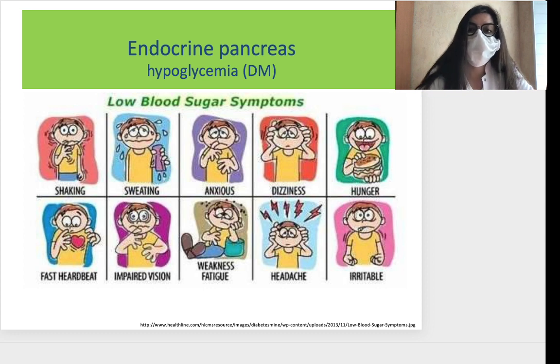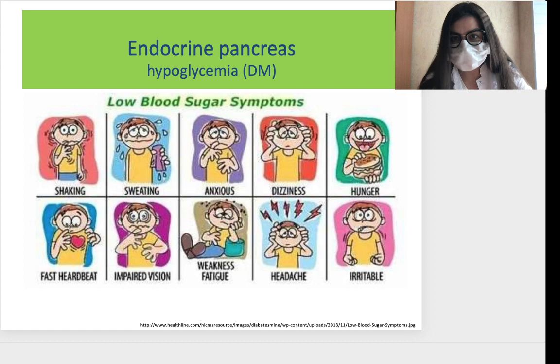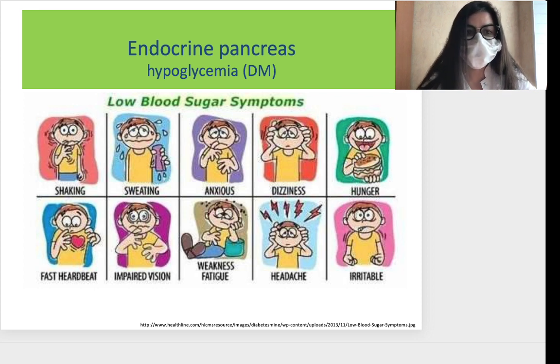Okay, symptoms of hypoglycemia. Why do I several times stop on this situation? Because it is the most rapid and the most dangerous for life situation in diabetic patients. Yes, diabetes kills mostly by hyperglycemia, by angiopathies and neuropathies, but hypoglycemia, low blood glucose, can kill the patient in minutes. That's why it is the most emergent and maybe one of the most serious situations in diabetic patients. One more time, let's stop on low blood sugar symptoms. It is shaking, sweating, anxiety, dizziness, hunger, fast heartbeat, impaired vision, weakness, fatigue, headache, and an irritable patient.